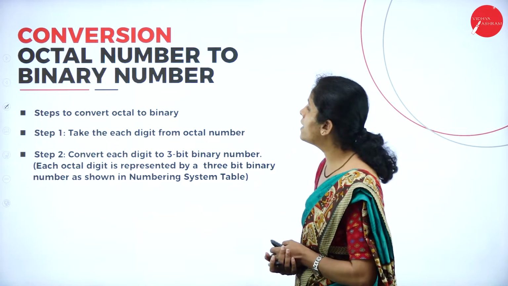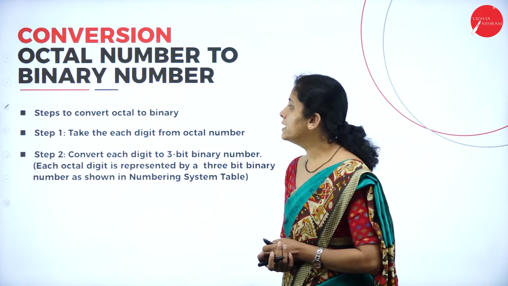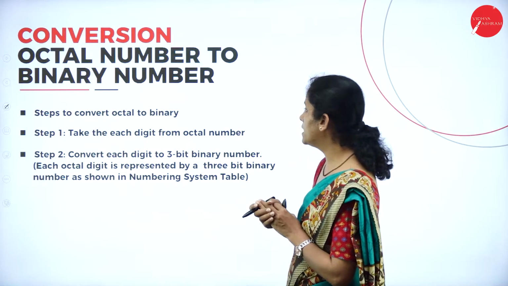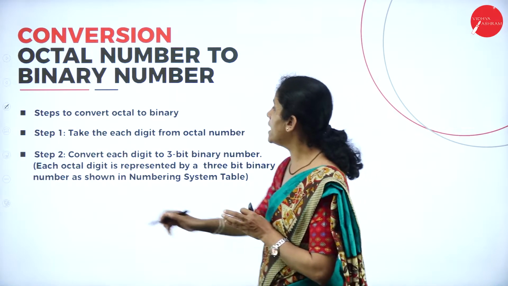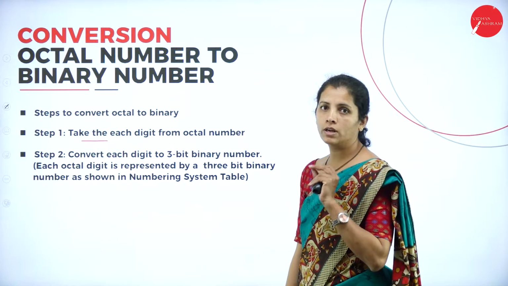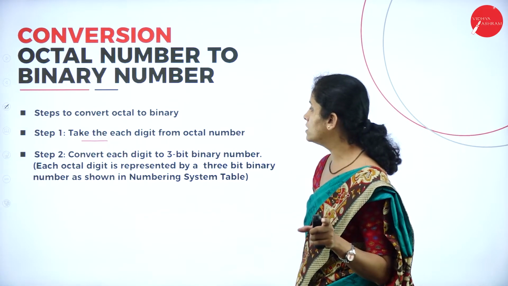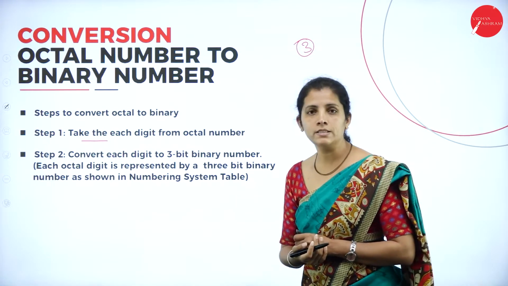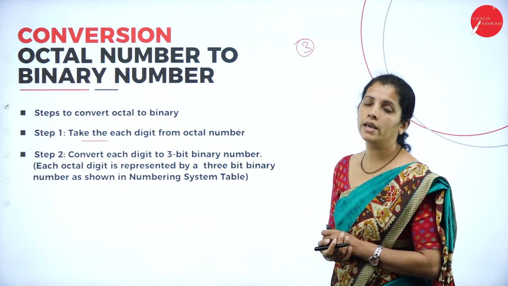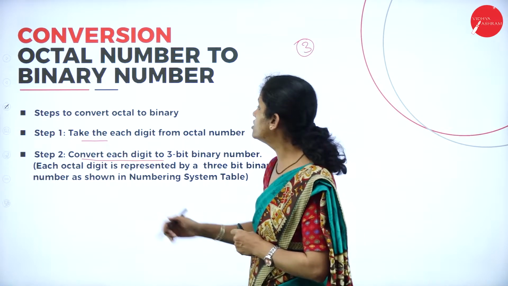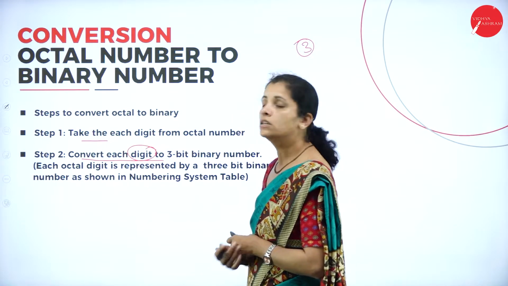Now I'm going to have octal number to binary. That means I have an octal number and I want to convert that to binary. Now take each digit from octal. So I want to consider each digit from octal. So octal means what? It is base 8, which is 2 to the power 3. That means to represent an octal digit, I require only 3 bits. Convert each digit to 3 bits.